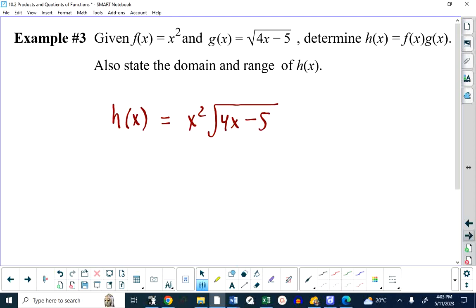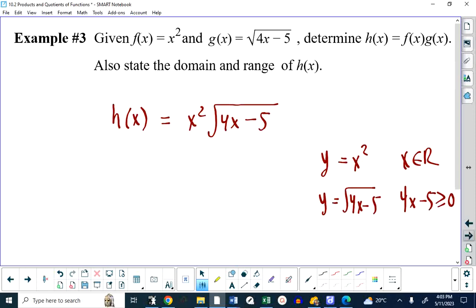Well, the domain is found by looking at the common domain. Y equals x squared has a domain of any real number. And for y equals root 4x minus 5, 4x minus 5 must be greater than or equal to 0, which means x must be greater than or equal to 5/4. Just ruminate on that for a few seconds and make sure you know how I'm going from a radicand of 4x minus 5 to the statement that x must be greater than or equal to 5/4.